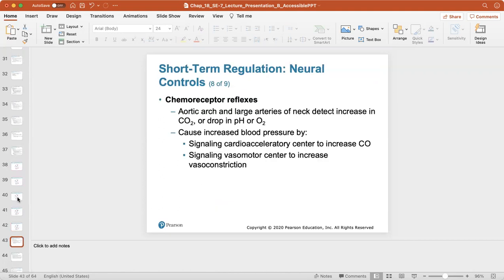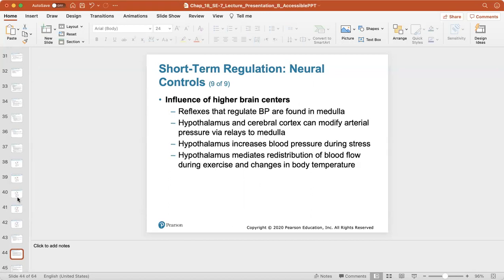as each will do. The chemoreceptor reflex in the aortic arch and large arteries of the neck will detect increases of carbon dioxide or a drop in pH or oxygen. This causes increased blood pressure by signaling the cardioacceleratory center to increase cardiac output and signaling the vasomotor center to increase vasoconstriction. Influence of higher brain centers.